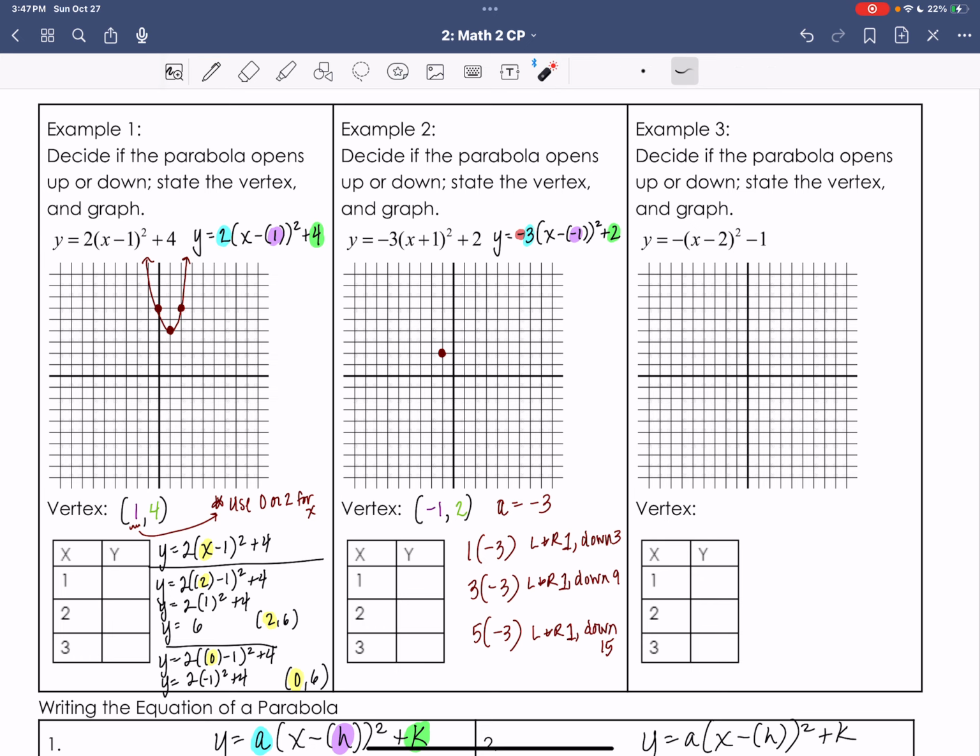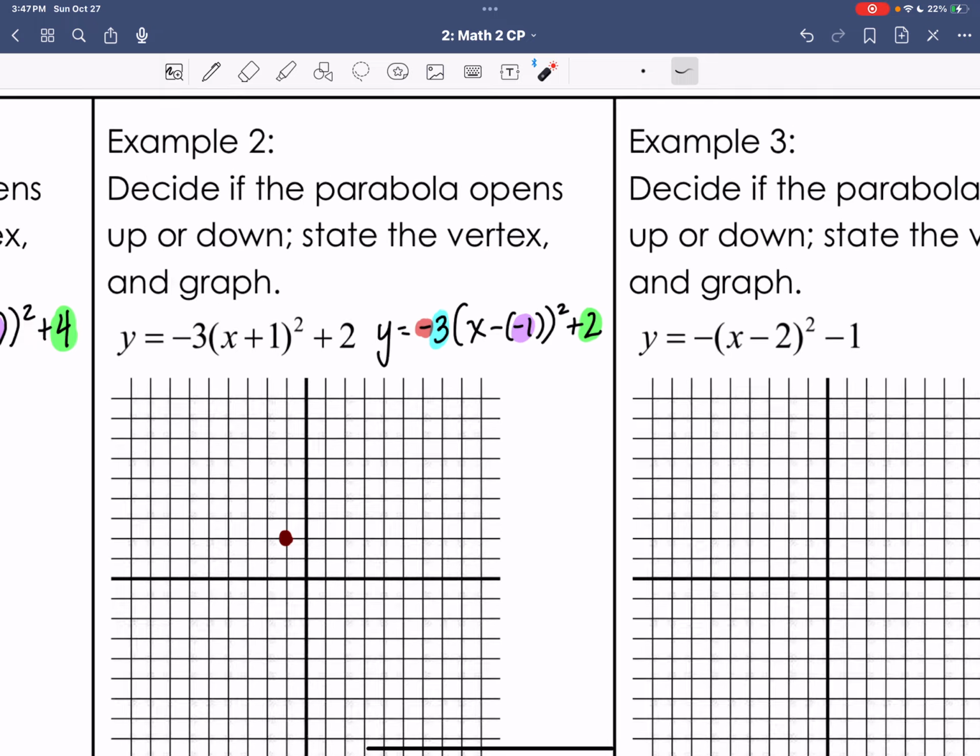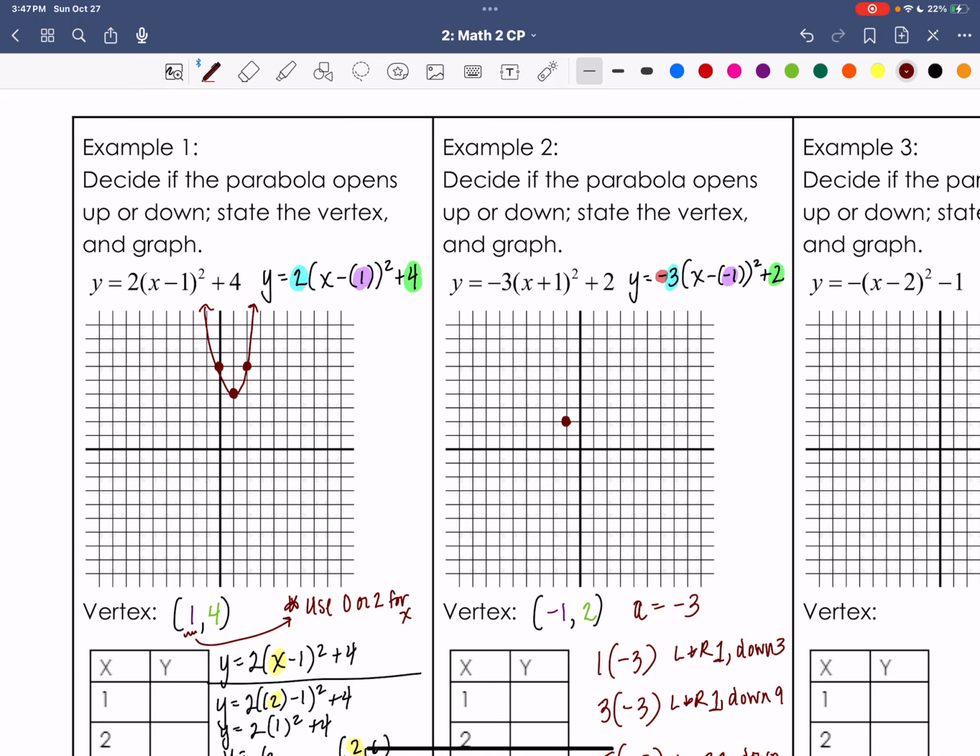All right, so let's go ahead, let's do this one. Oh, I forgot to circle this part, sorry. Decide if the parabola opens up or down. Well, it's going to open up, and the reason it opens up is because A is positive. So since A is positive, that means it's going to open up. We stated the vertex and we graphed.